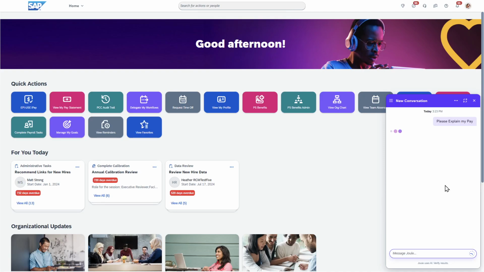Okay, hi everyone. So today I'm talking about AI and Joule and payroll. So all the things I love together. So in this case, I'm showing this explain my pay.